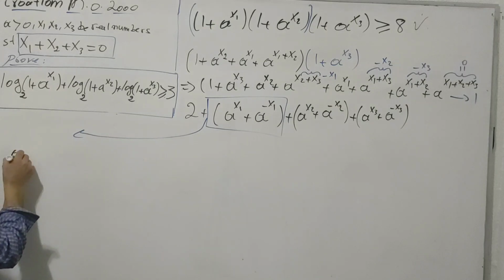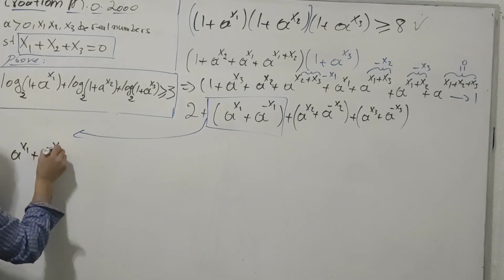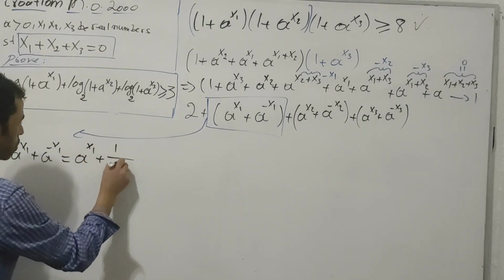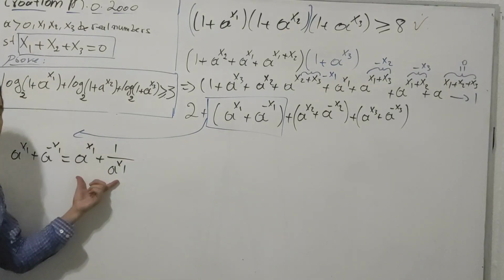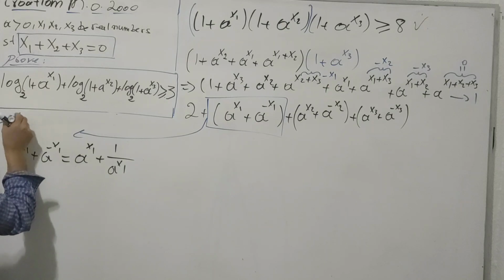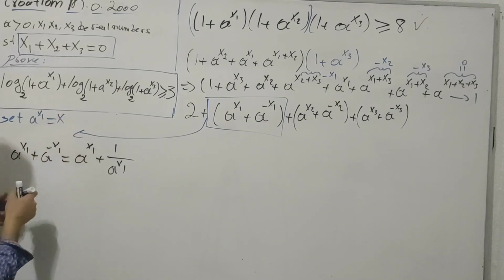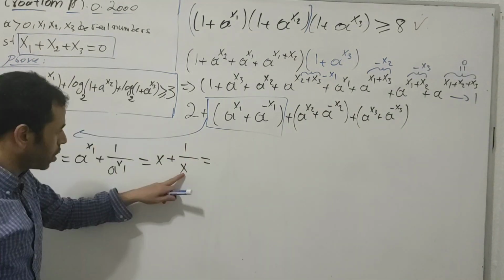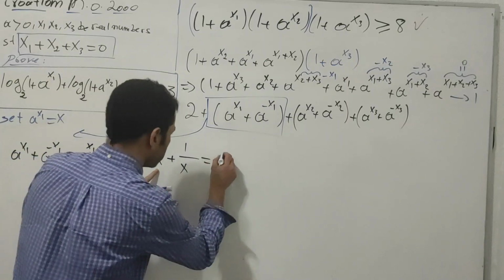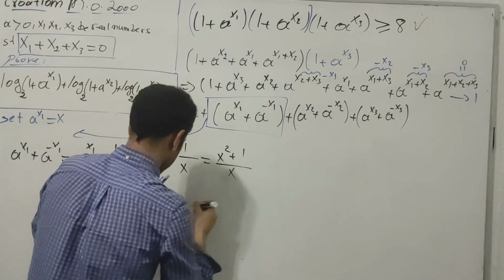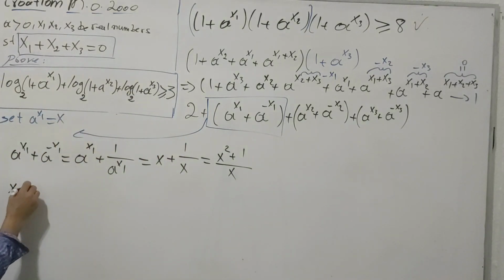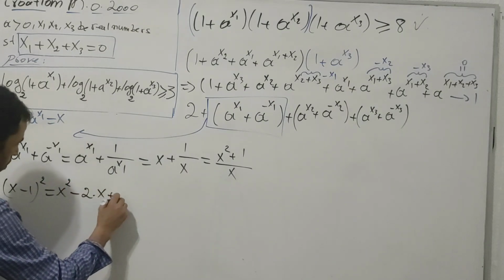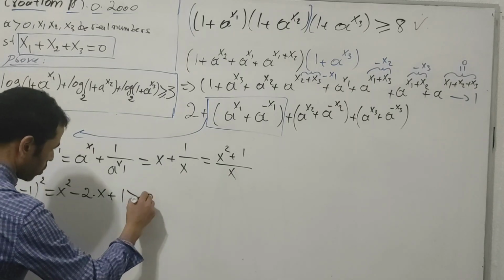So I will have e to the x1 plus e to the minus x1, which gives us e to the x1 plus 1 over e to the x1. I'm taking the same terms and putting it in this form. Let's set e to the x1 equals capital X. By replacing this with capital X, we get X plus 1 over X. By multiplying side by side, we will have X squared plus 1 divided by X. On the other side, I have X minus 1 quantity squared, which equals X squared minus 2X plus 1, which is superior or equal to 0.